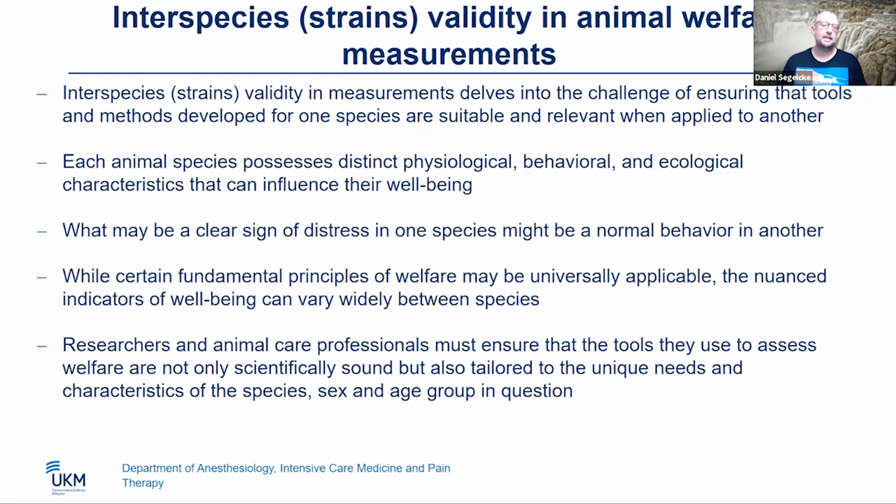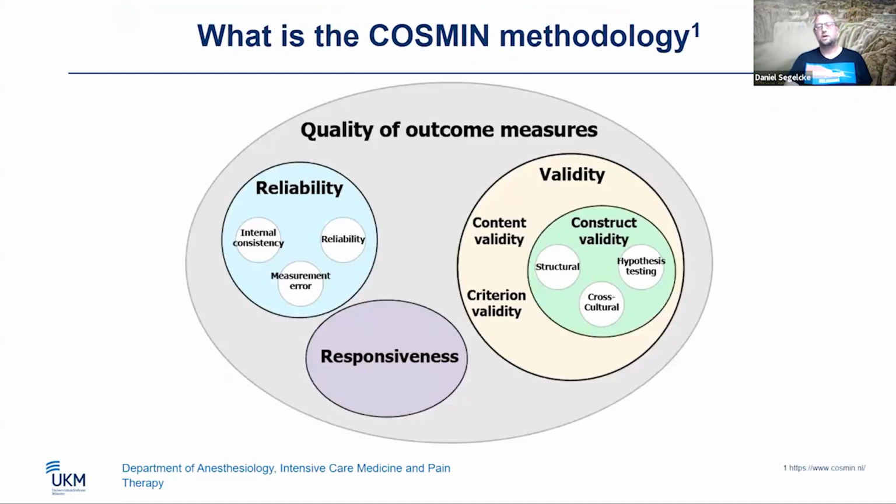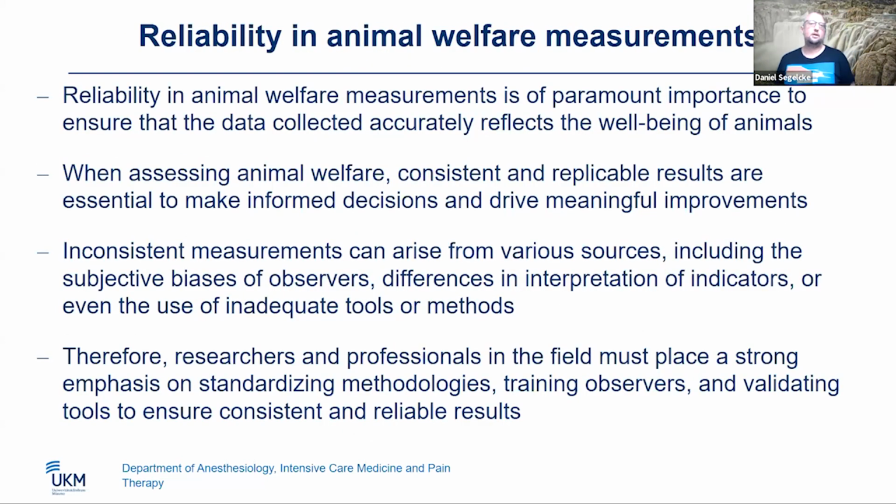And researchers and animal care professionals must ensure that the tools they use to assess welfare are not only scientifically sound, but also tailored to the unique needs and characteristics of the species, sex, and age group in question, or strain and other factors. The next one in the COSMIN methodology is the reliability in animal welfare measurements.